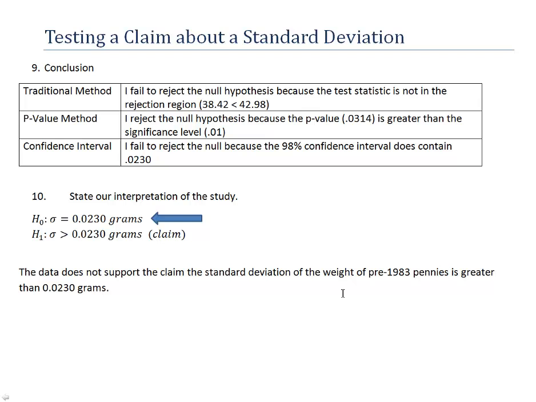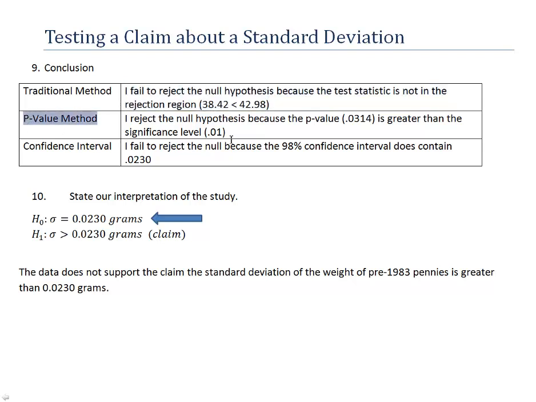All right, now we've done all the work, this comes to the conclusion, and we do it in three different ways. In the traditional method, I use the test statistic and compare it with the critical value. In this case, I would fail to reject the null because the test statistic is not in the rejection region. The test statistic, 38.42, is to the left of the critical value, 42.98, and this is a right-tailed test. So I'm outside the rejection region, and I would fail to reject.